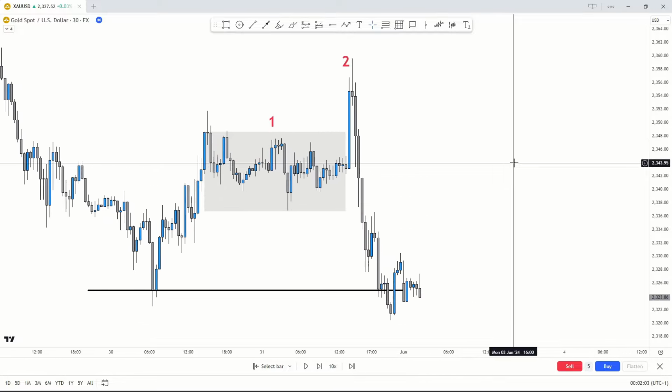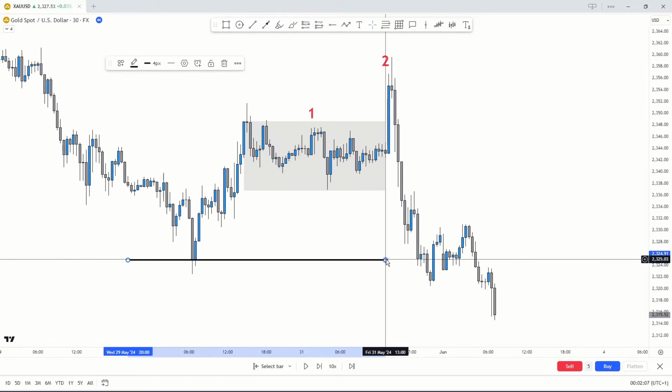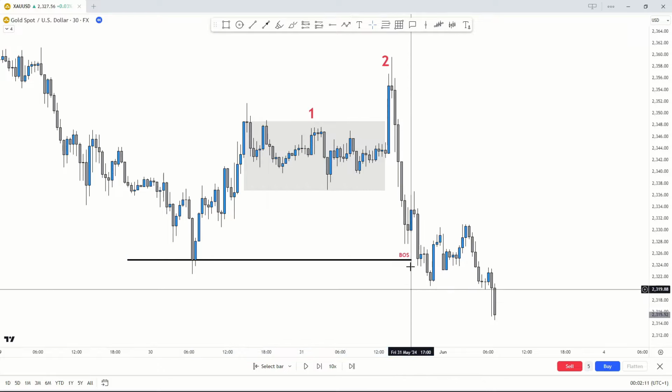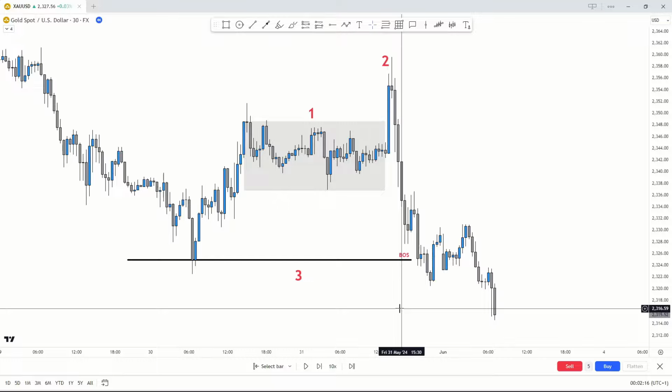And there we go. Price breaks structure towards the downside. It breaks this low right here. So that is a break of structure right there. And what does that lead us to? Step number 3, right? It's as simple as that.